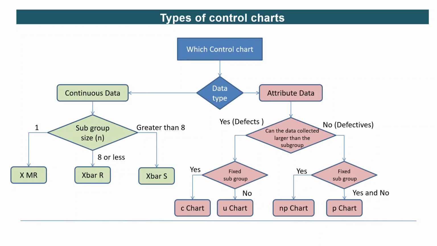So what does it mean? When your subgroup size is fixed, can I use NP as well as P? I have a choice of using both. The answer is yes, you have a choice of using both. When to use NP, when to use P? When your subgroup size is fixed, when you have a choice, when to choose between NP and P, that is what we are going to understand.